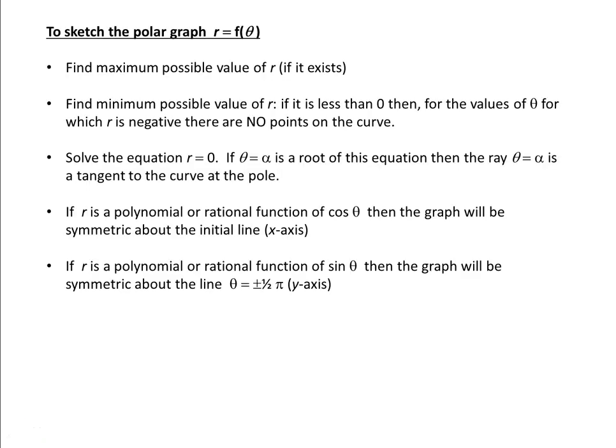In order to sketch a polar graph of r equals a function of theta, it's worth following these steps. If there is a maximum value of r, find it. Find also the minimum possible value of r. And if this turns out to be less than 0, then for the values of theta for which r is negative, there are going to be no points on the curve, because our curves are only defined if r is greater than or equal to 0.